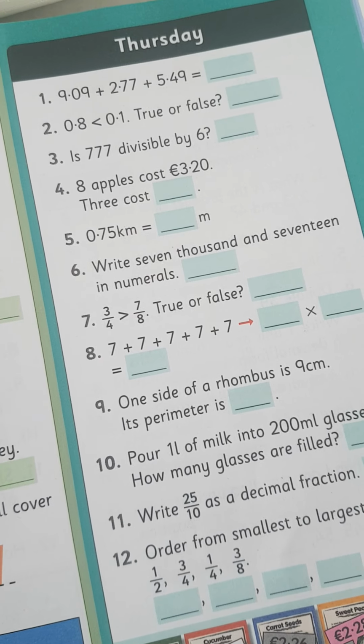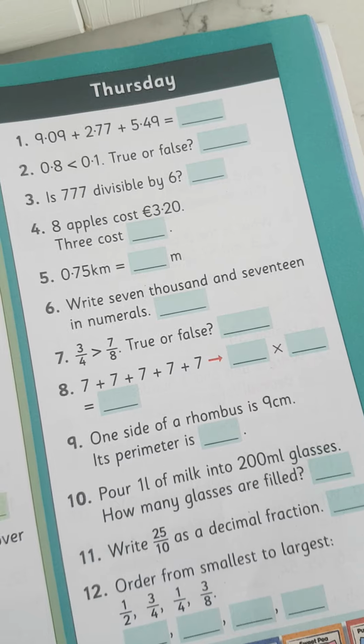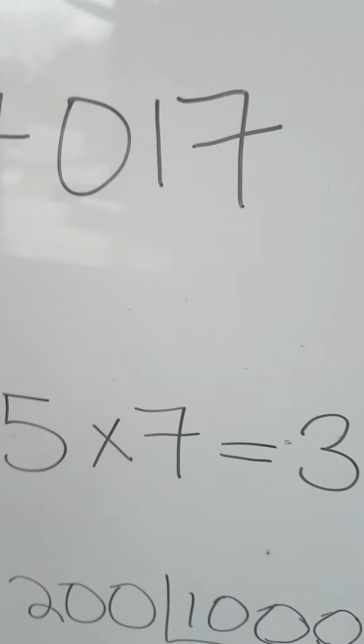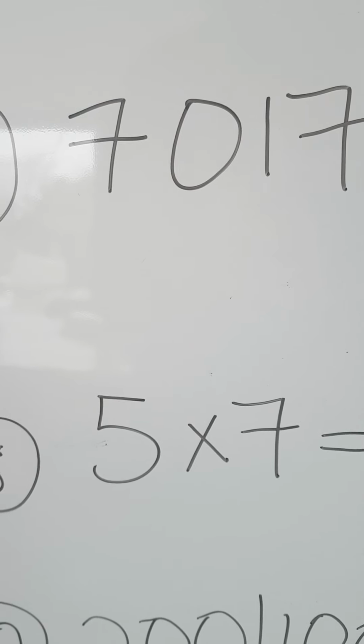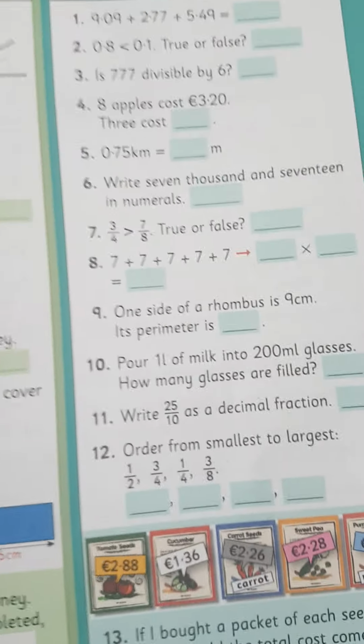Question 8. 7 plus 7 plus 7 plus 7 plus 7 is the same as something times something, which is something. So there was 5 sevens altogether. So 5 times 7, which would be 35.